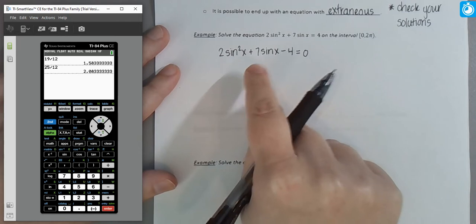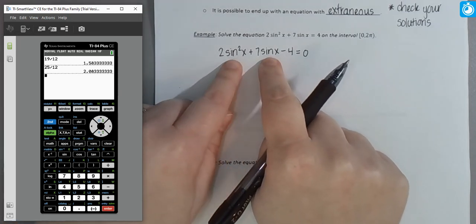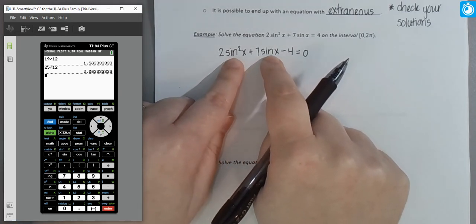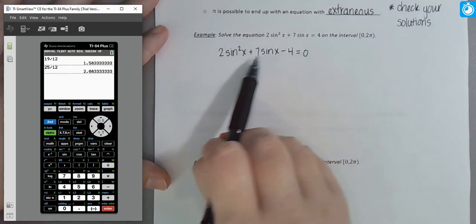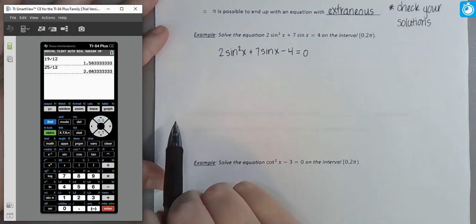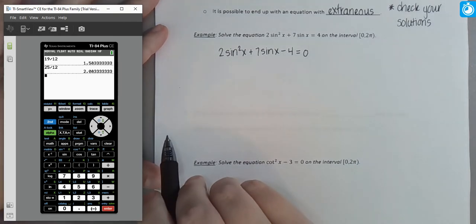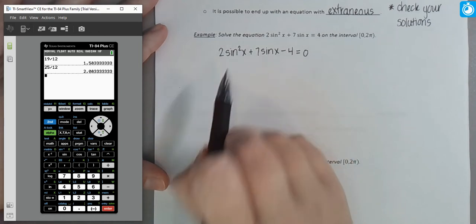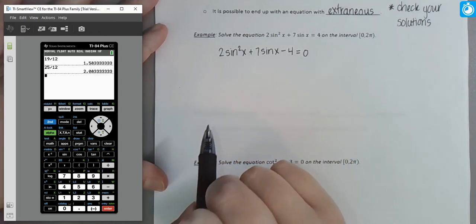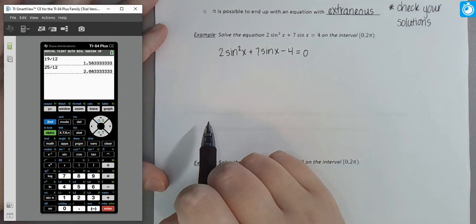Now you may see this and see these signs and think, what am I supposed to do in this situation? This is a really complicated problem. So here's a strategy to use if you see something like this and it looks like it's going to be a major challenge to factor. We're going to do what's called a substitution.